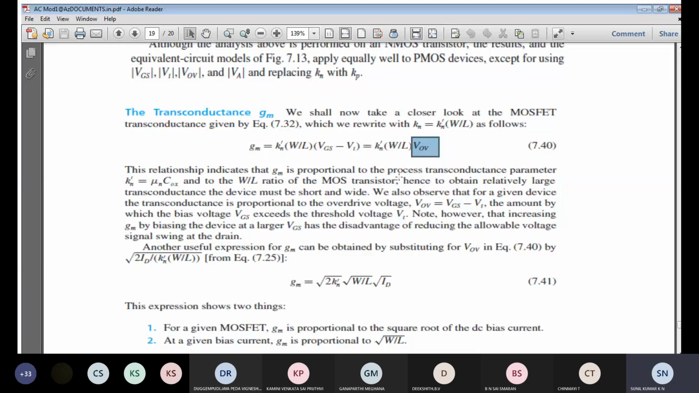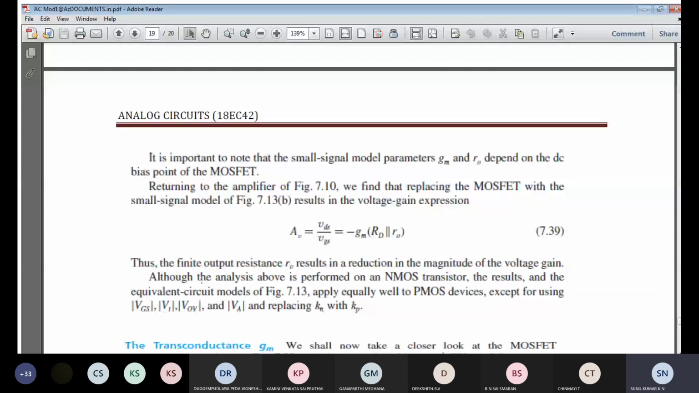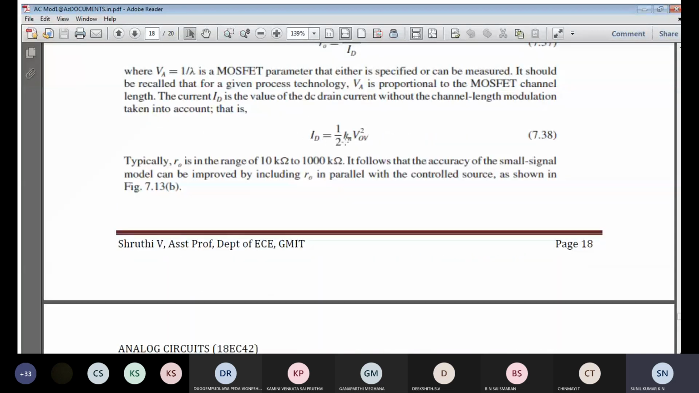So another useful expression for transconductance can be obtained by substituting the VOV in equation 7.4 by this equation. So how are you going to get this expression? VOV will be equal to what? The overdrive voltage expression has been obtained from the drain to source current expression. So ID will be equal to half kn into VOV whole square, as given in equation 7.38, so we know that we can represent VOV in terms of ID.